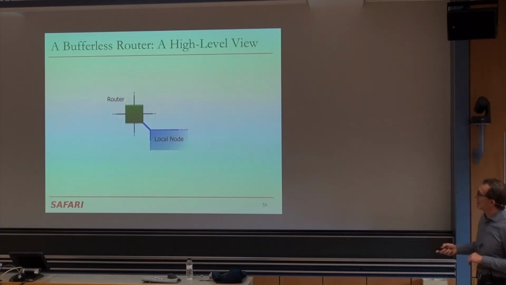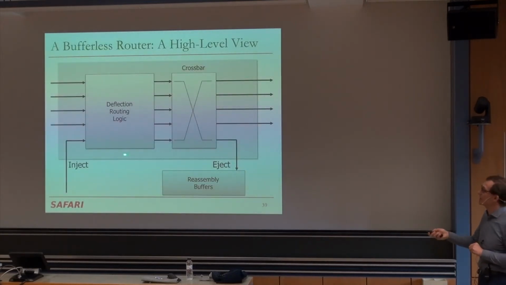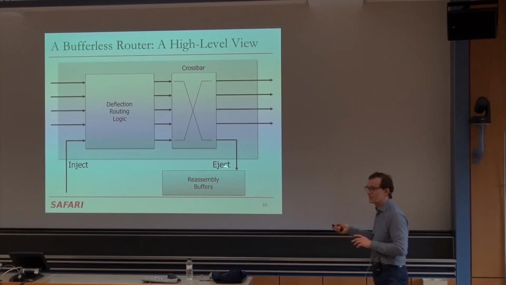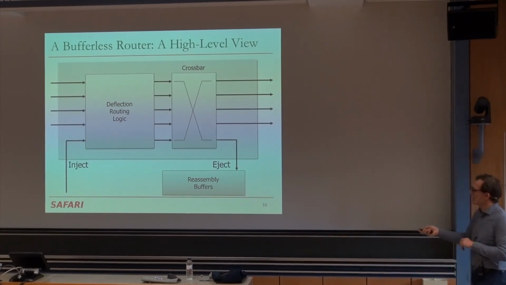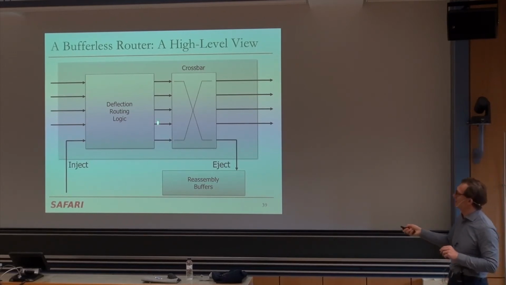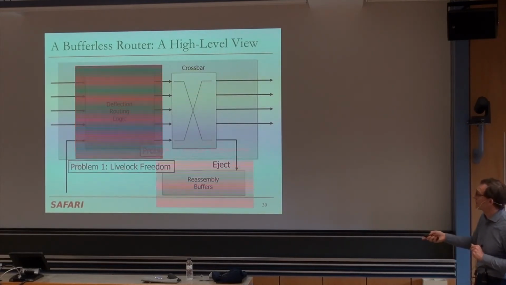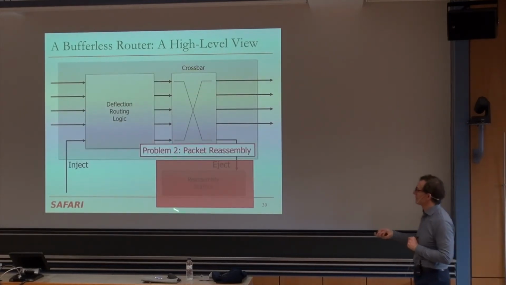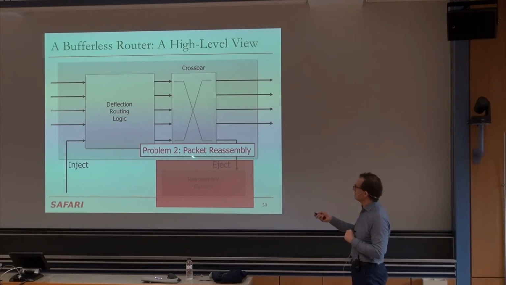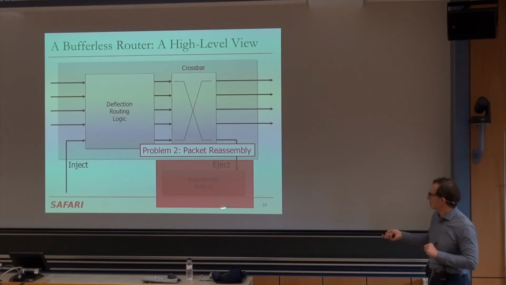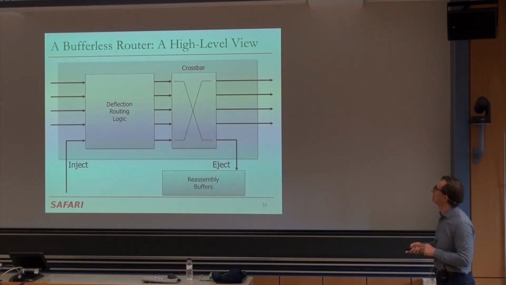So if you look at a high-level view, a bufferless router looks like this. It has deflection routing logic, it has a crossbar, and it has reassembly buffers and the ejection logic. So it doesn't look that bad, but it turns out this is not simple. The live lock freedom should be handled somewhere over here, and the packet reassembly should be handled over here. Packet reassembly is not that hard actually, as we've discussed, right? But you need buffers over there.